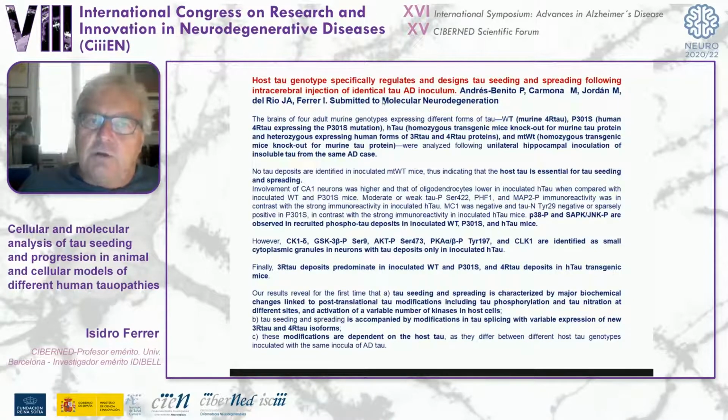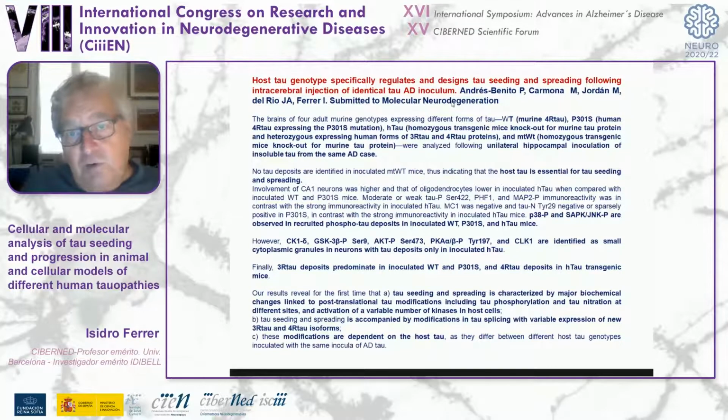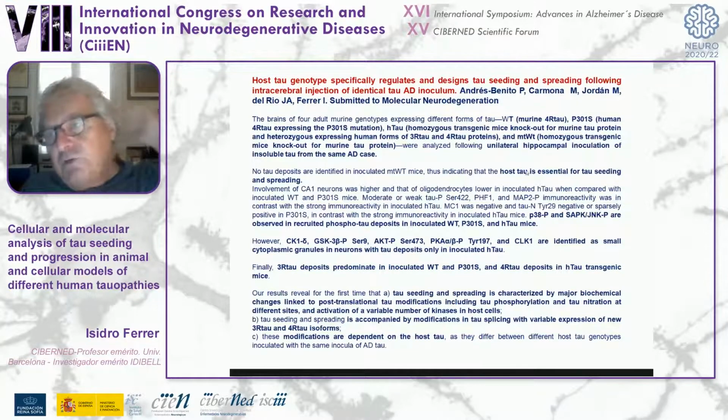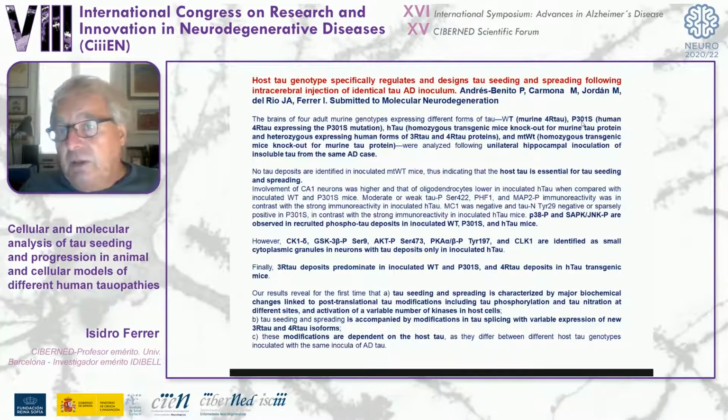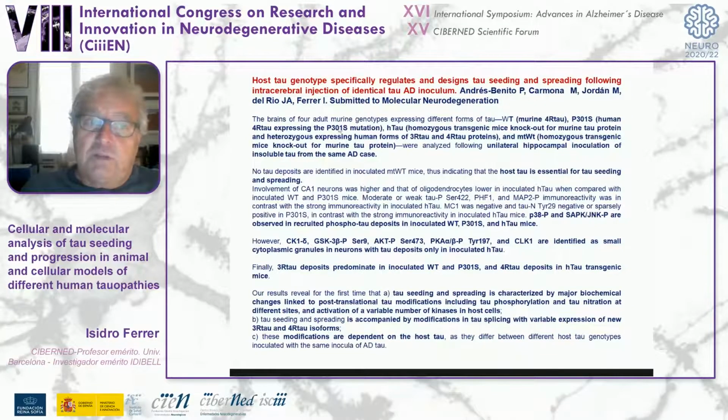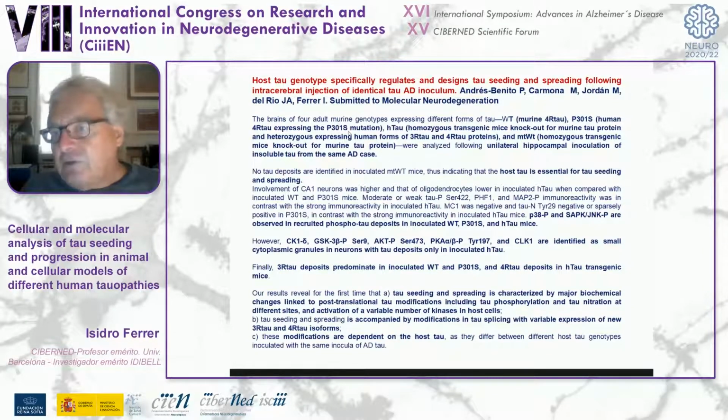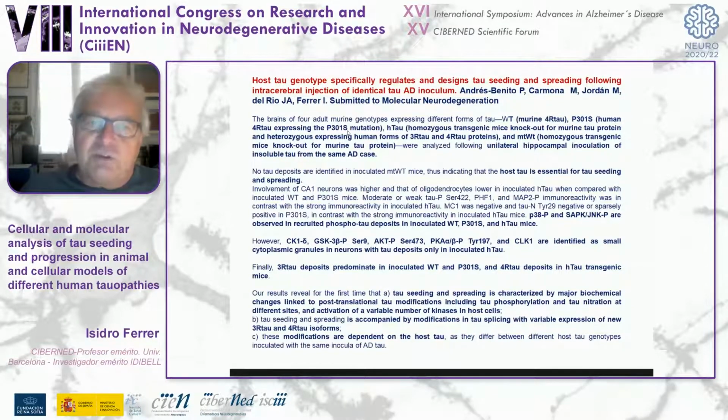Here is another work that has been submitted for publication to Molecular Neurodegeneration, in which we have used different tau models, so different murine tau models. One of them is wild type. The other one is P301S, which expresses human 4R tau with the mutation P301S, which is pathogenic and produces frontotemporal degeneration in humans.